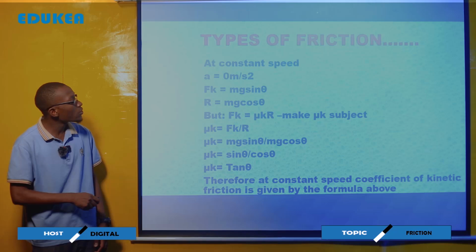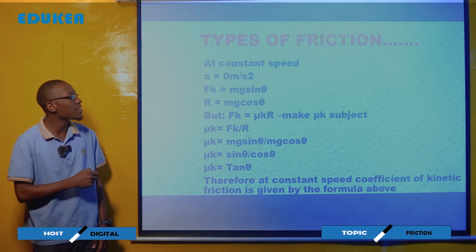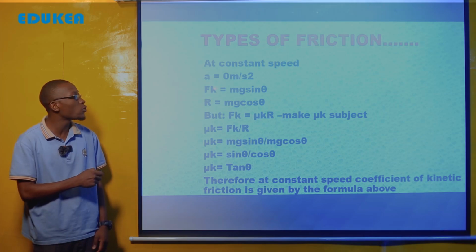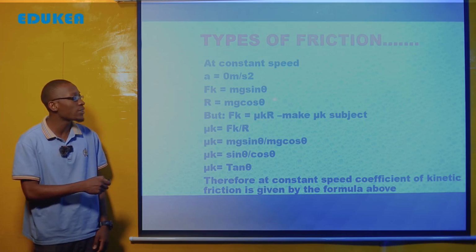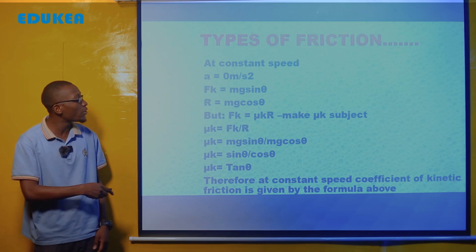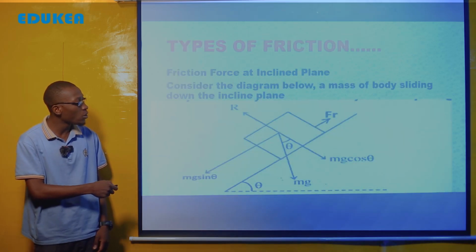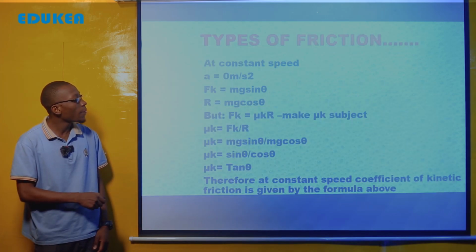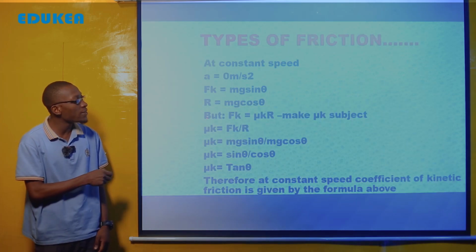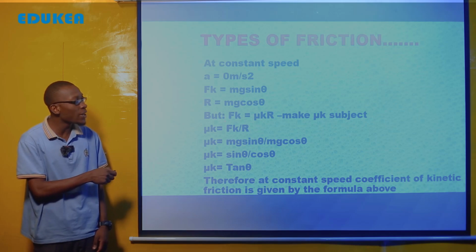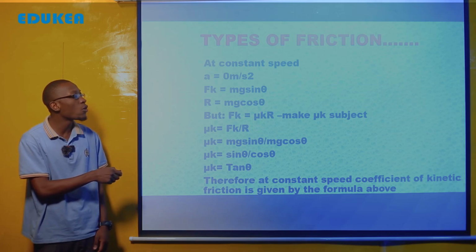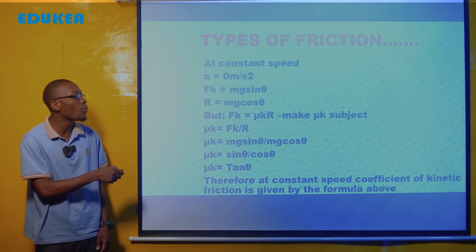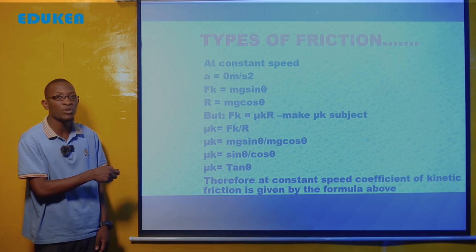As we said, at constant speed, acceleration is equal to 0 meters per second squared. Fk, which is the friction due to the kinetic motion, is equal to mg sin theta. And R, which is the normal reaction here, is equal to mg cos theta. We consider that the frictional force due to the kinetic motion is equal to the coefficient of kinetic friction times the normal reaction.